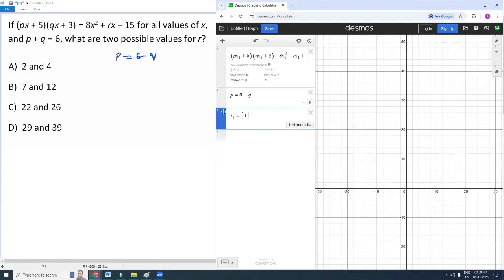To give multiple values as input for x1, what we can do is we can take 1, then take 3 dots, then take 10, close the square bracket. So Desmos will automatically take input values for x1, that is 10 input values.